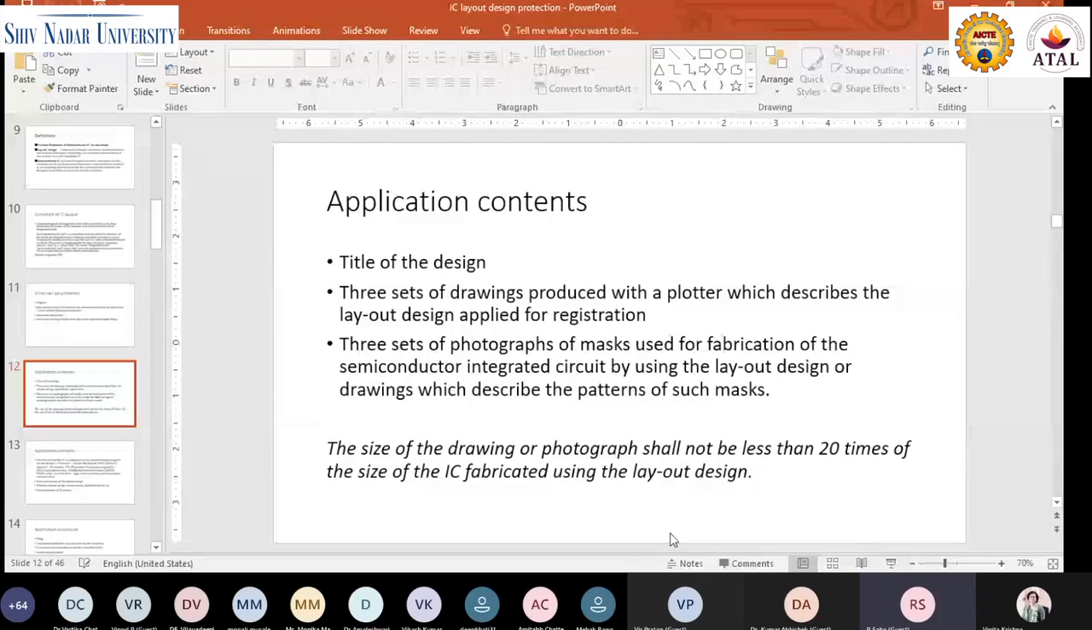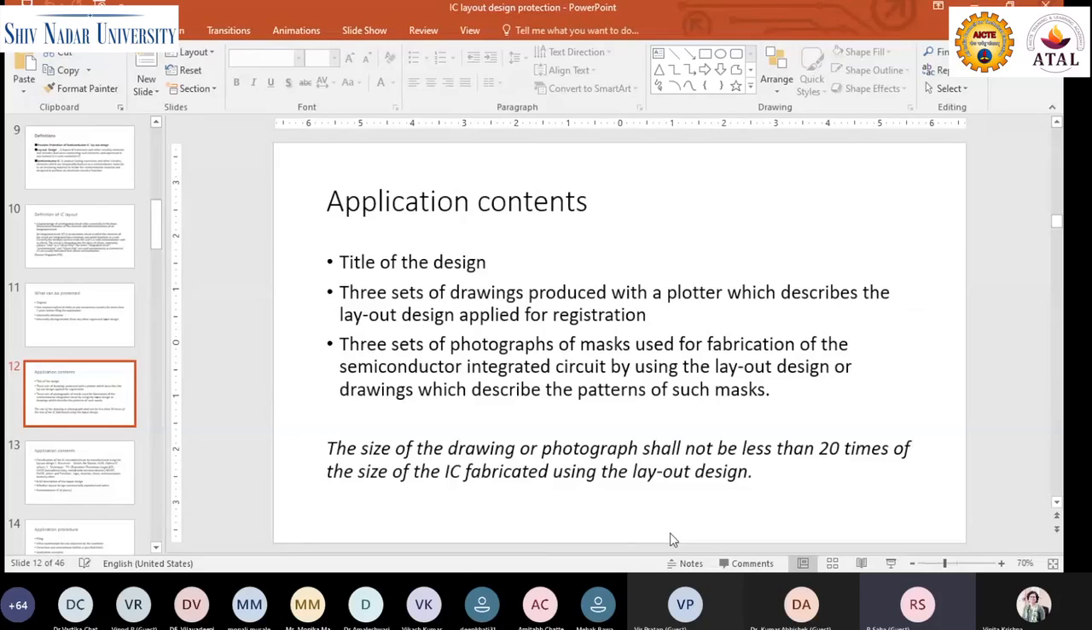applied for registration. And you have to submit 3 sets of photographs of masks used to fabricate. After you draw the pattern, you make the mask, and this mask is replicated on the wafer. So it's basically a process of producing IC circuits, and these are the two requirements. The size of the drawing or photograph shall not be less than 20 times the size of the IC fabricated using this particular layout. So this is a condition.